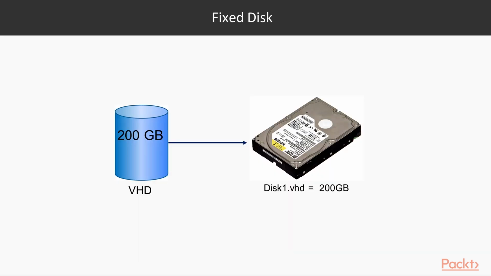Fixed disks simply mean that when a size is specified for the fixed disk, that is what the size of the actual virtual disk file will be, regardless of how much data is actually on the file. In this example, a virtual disk of 200 gigabytes stored on a file named disk1.vhd consumes 200 gigabytes on the physical disk.